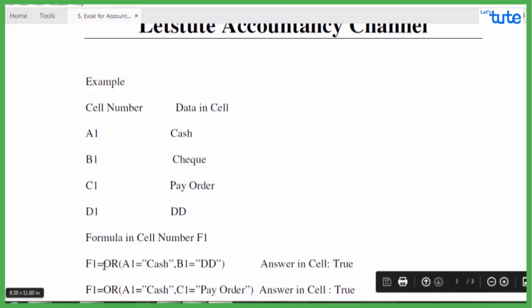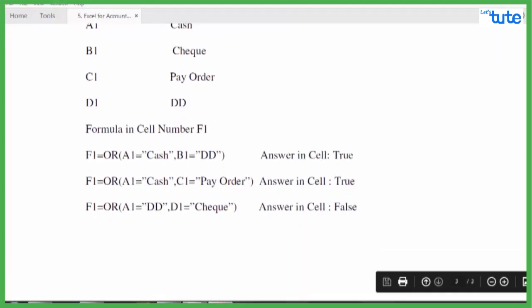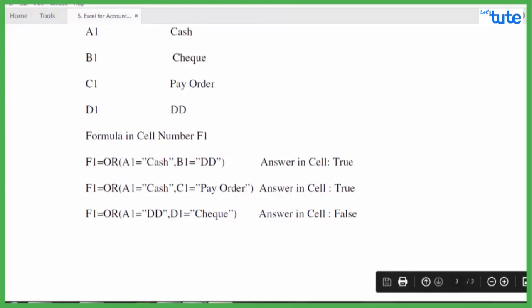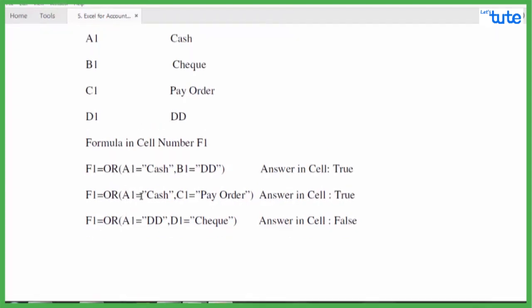Please note that in an AND condition both conditions should be satisfied. However, in the OR command any one condition should be satisfied, then your answer becomes true. Now second example, OR bracket open A1 equal to cash, yes, condition is satisfied, C1 equal to pay order. Now both the conditions are satisfied, yes, your answer is true.